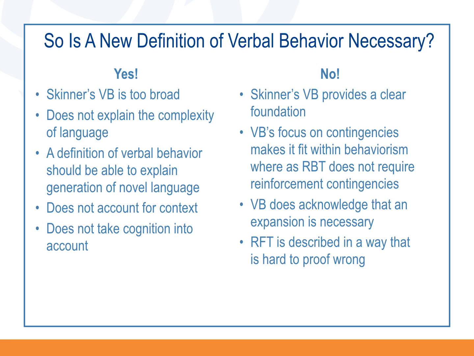Those who say we don't need a new definition say that Skinner's verbal behavior provides a very clear foundation, and it fits within behaviorism since it requires that three-term contingency and those reinforcement contingencies. Skinner did acknowledge that expansion is necessary. He mentioned the need for equivalence training potentially, and things like multiple exemplar training and how that can allow us to generalize more. One of the arguments against RFT is that it's described in a way that makes it really hard to prove wrong, which can be frustrating. And if you can't prove a theory wrong, then is it really a valid theory?